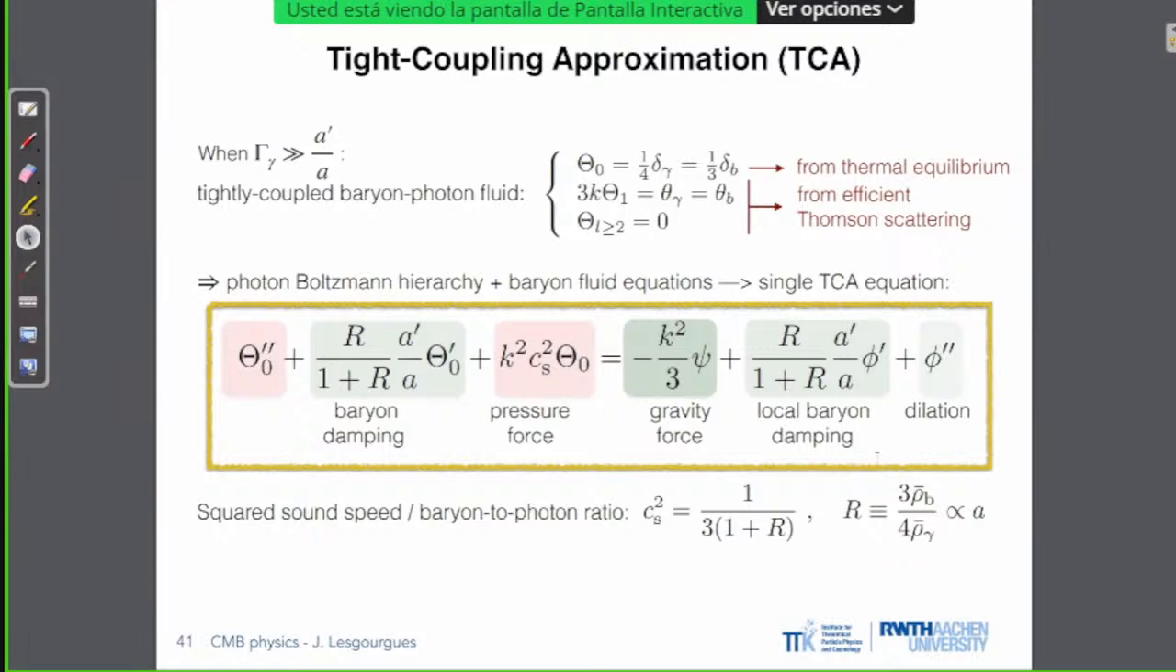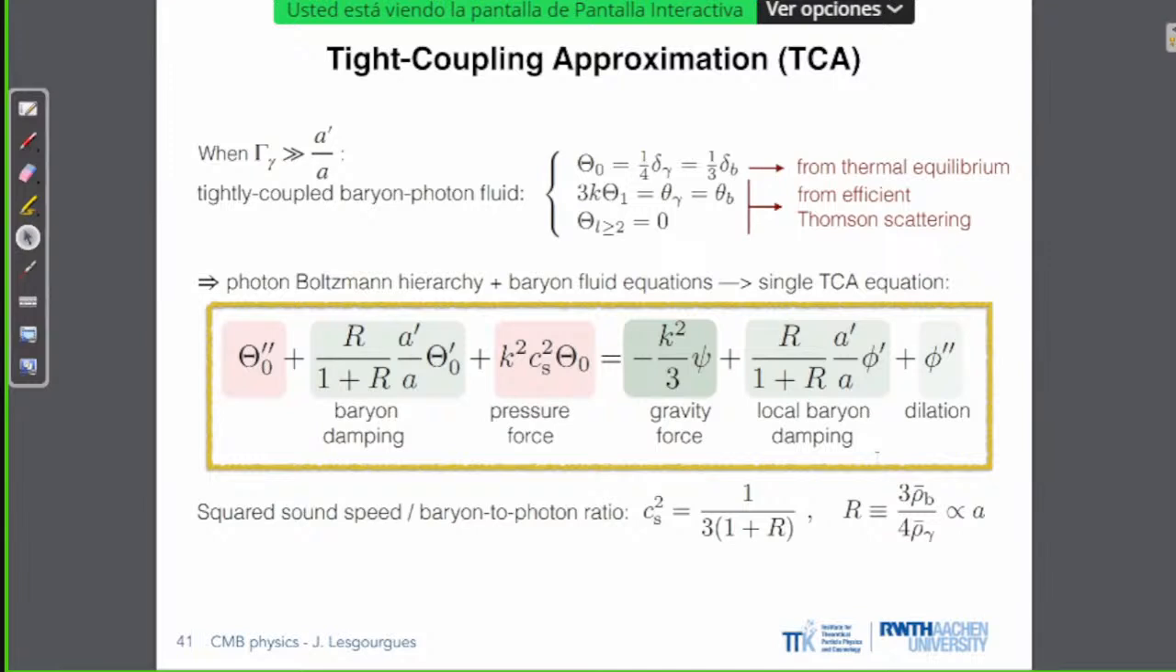And the first thing is that in tight coupling, you have a relation between delta_gamma and delta_B. This is, again, because when we are in thermal equilibrium, the density of photons scales like the temperature to the 4, and the density of baryons like the temperature to the 3. We take logarithmic derivatives, and we find that delta_gamma is 4 delta T over T. Delta_B is 3 delta T over T. We eliminate delta T over T, and we get this equality. And so the densities of photons and baryons are strongly related.